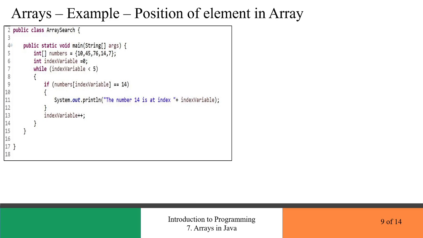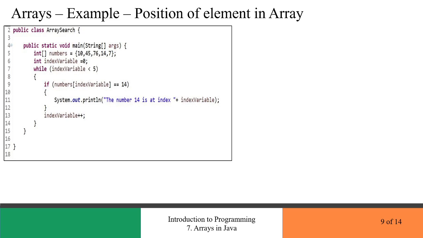As part of the earlier video, we have seen how to create an array variable, how to display the elements in an array, and how to modify the elements in an array. As a part of this video, we will have a look at two examples. The first example is used to find out the position of an element in an array.